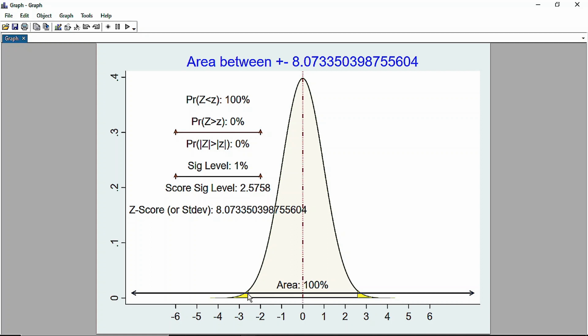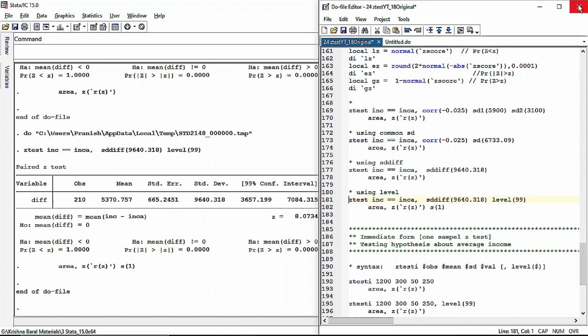So the area on the right hand side is 0.5%, and 0.5% on each side. So for the two-tail test, the p-value is less than our alpha value of 1%. That is why we reject the null. For the right tail test, we again reject the null because this value is less than our alpha value, and we fail to reject the null in the case of the left tail test.